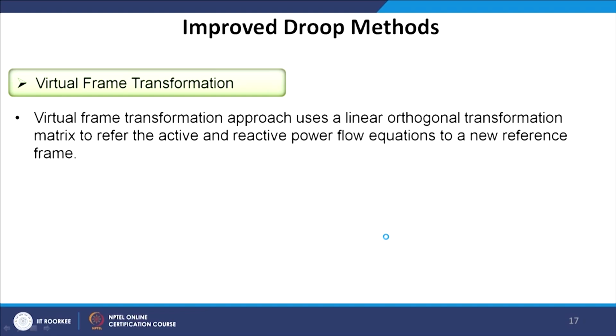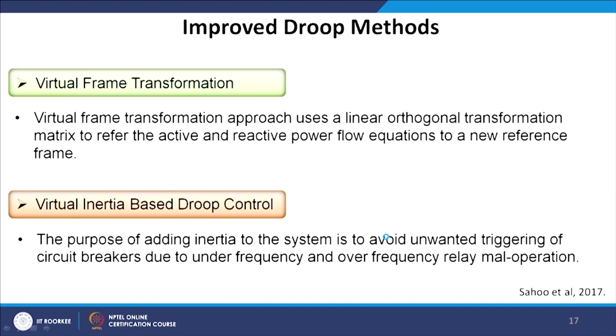Now, in case of virtual frame transformation, the approach uses a linear orthogonal transformation matrix to refer the active and reactive power flow equations to a new reference frame. Virtual inertia based droop control: the purpose of adding inertia to the system is to avoid unwanted triggering of circuit breakers due to under frequency and over frequency relay malfunctions.